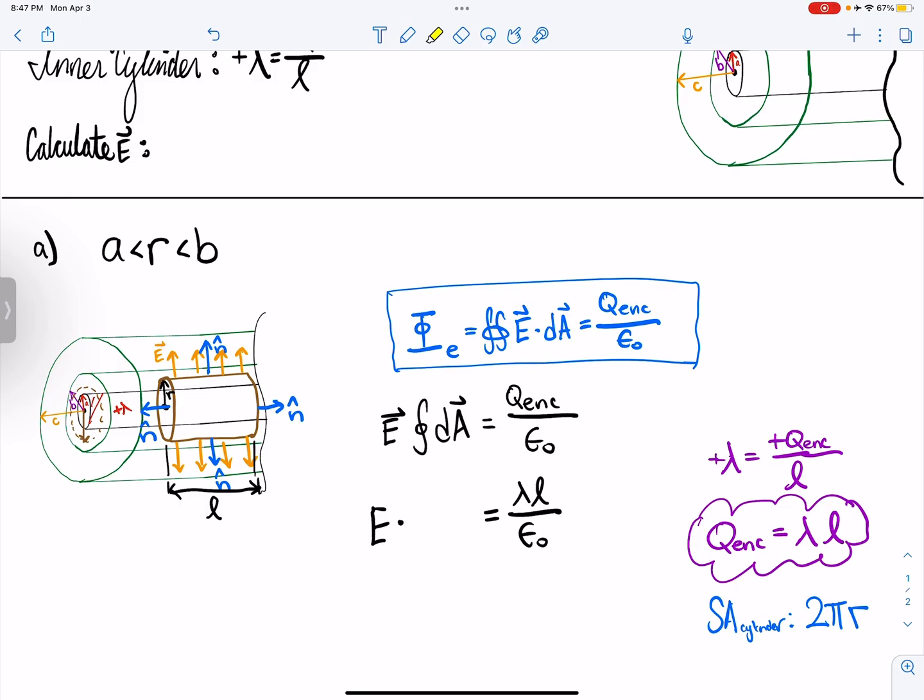To solve for the electric field, I'm going to use the electric flux formula, which is the surface integral of the electric field on our Gaussian surface times dA, which is also equal to the charge enclosed, Q enclosed, over the permittivity of free space, which is a constant, epsilon naught.